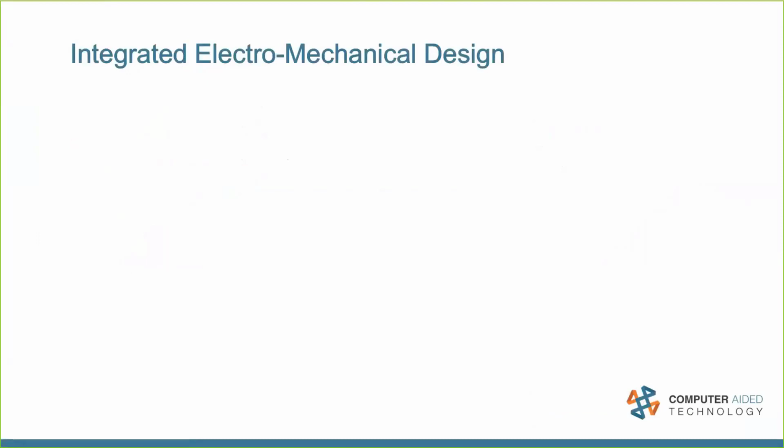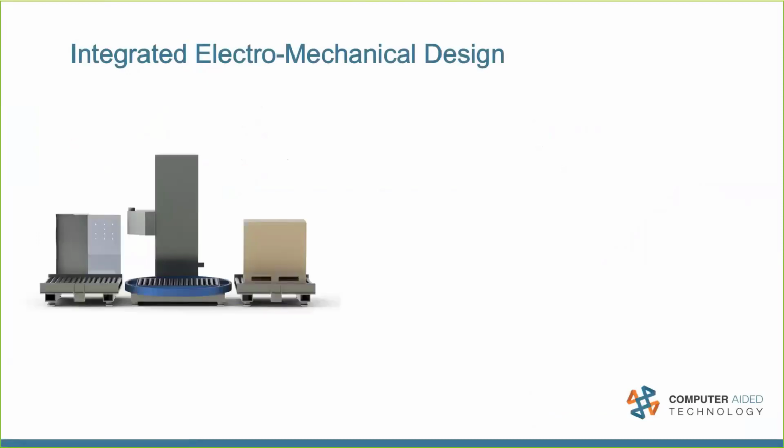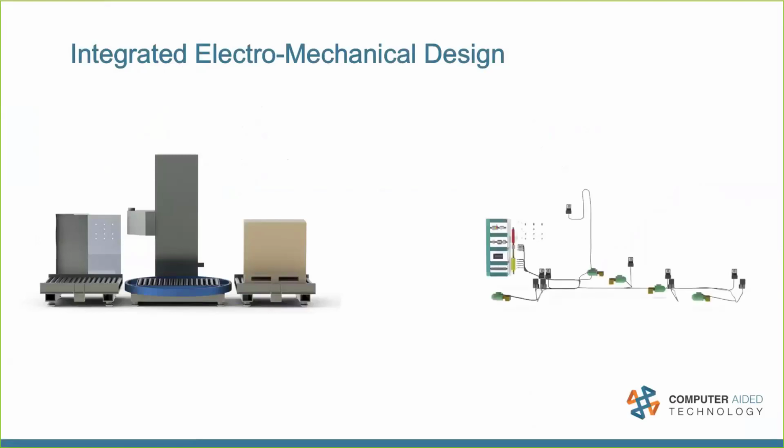So we all know that SOLIDWORKS CAD is a wonderful tool for mechanical engineers to design the structure and the mechanics of the product. Think of it like the skeleton and the joints. But what about the brain, the muscles, nervous system, right? Think of that as kind of like an electrical engineering group. A lot of times, a totally different group of engineers working on that system.